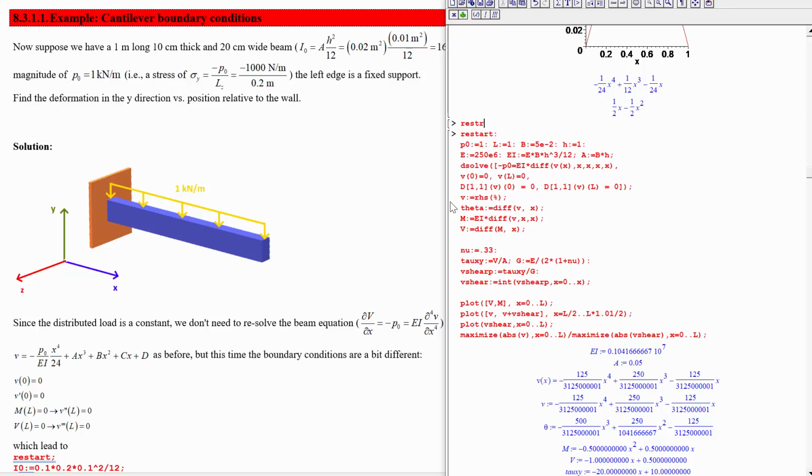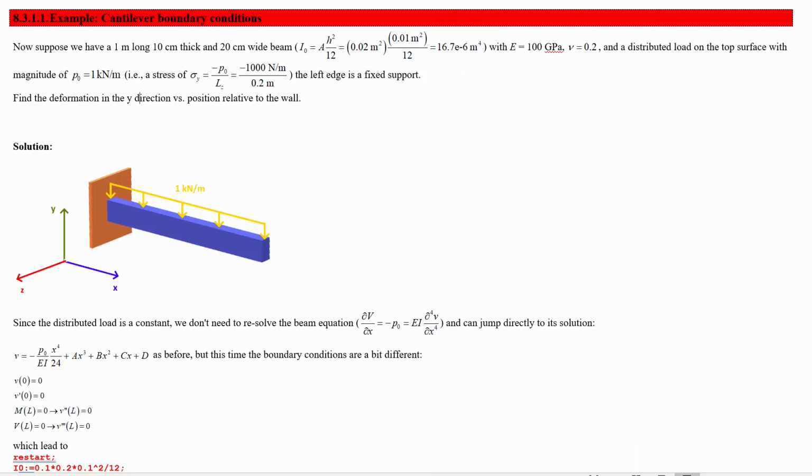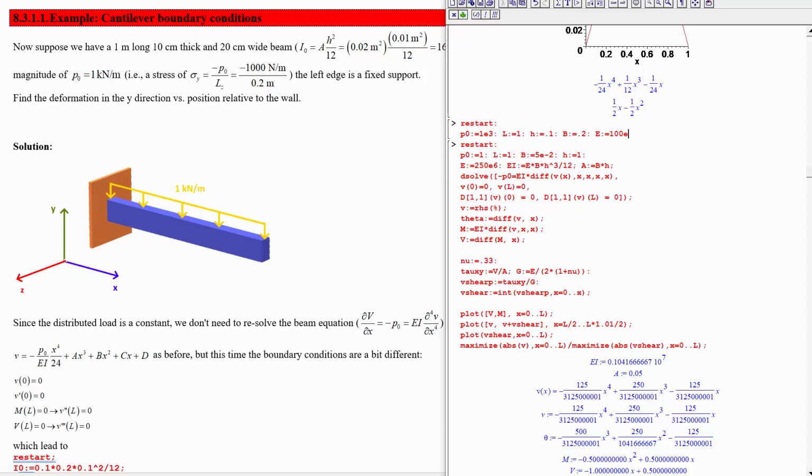So we'll say that we have a distributed load, which is equal to 1e3 per meter. We've got a length, which is 1. We've got a thickness, which is 0.1. And we've got a width, which is 0.2. And what else we've got? We've got a Young's modulus, which is 100 gigapascals, and Poisson's ratio of 0.2. So Young's modulus of 10^9, and nu is 0.2.